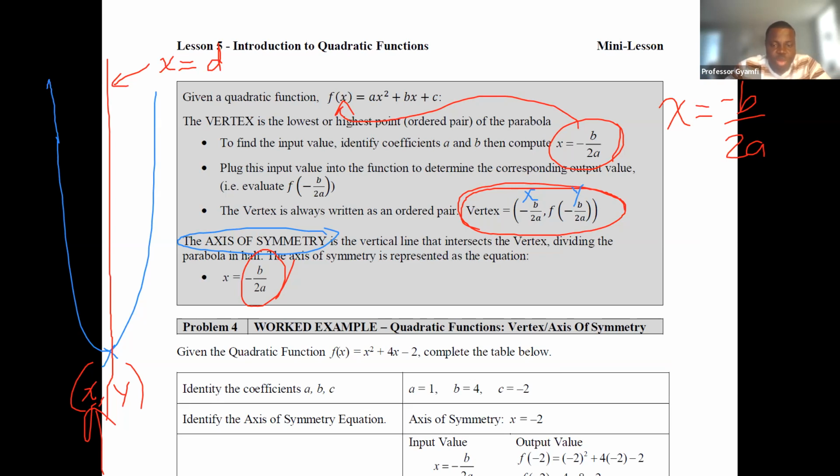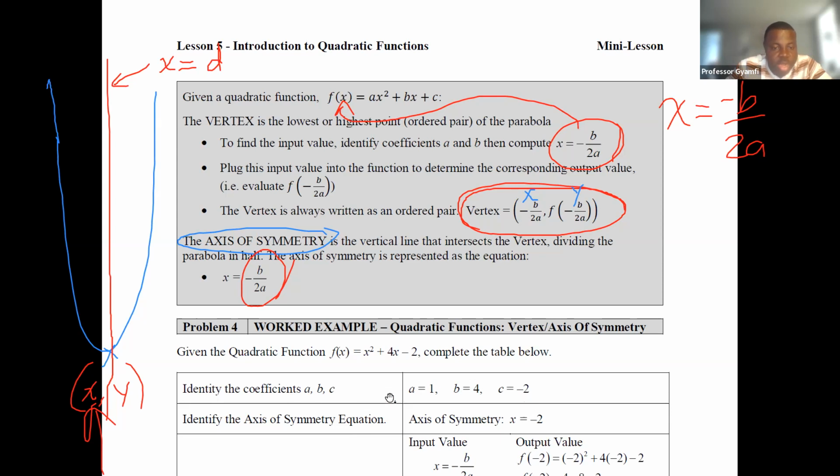Now let's quickly look at problem 4. In problem 4, we have the quadratic function x squared plus 4x minus 2. This is a worked example, so I'm going to go through it. Our coefficients a, b, and c: a is 1, b is 4, c is -2.